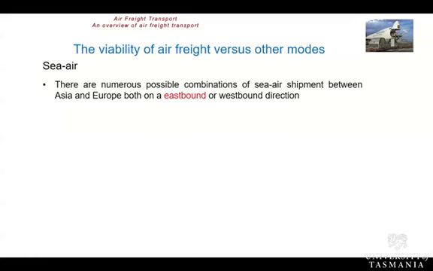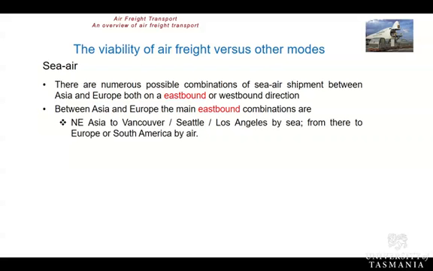To give you a sense of those sea-air combinations, there's a multitude of options available to you, whether it's eastbound or westbound between Asia and Europe. So between Asia and Europe, the main... actually, that's between Asia and the United States. So this is between Asia and Europe, eastbound and westbound.